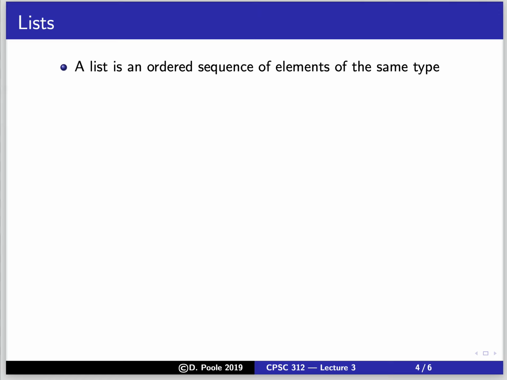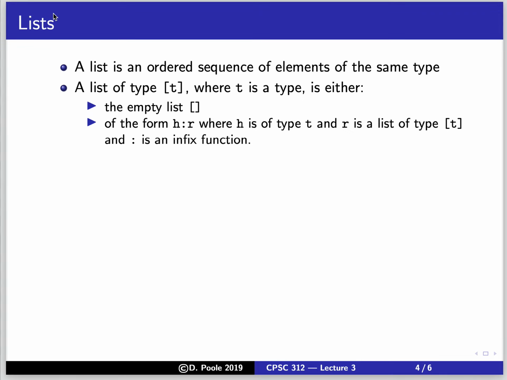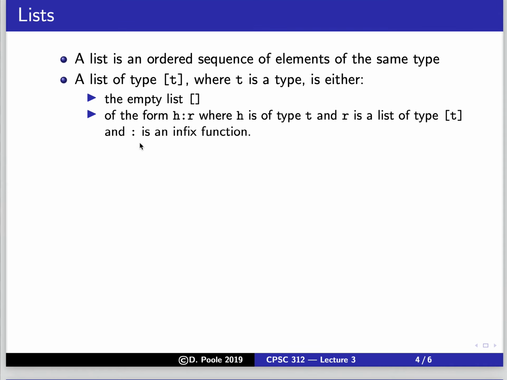A list is an ordered sequence of elements of the same type. So a list of type T, where T is a type, is either the empty list or is of the form H colon R, the head and the rest of the list. H has got to be of type T, and R is a list of type T. So they both have got to be the same, so we only have lists of the same type. And colon is an infix function. It's actually called a constructor, a special type of function, but it's a function.